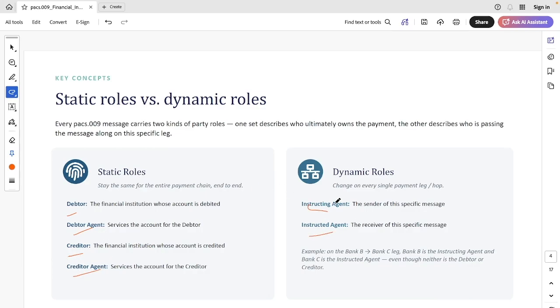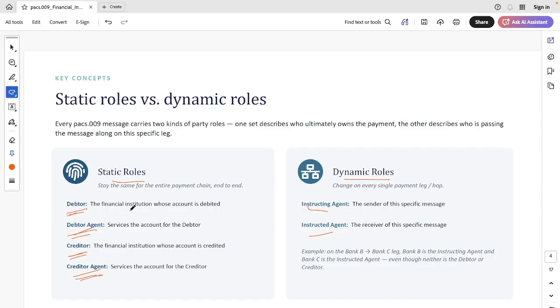In pacs.009, we have two categories of roles. The first category is the static roles, and the second category is the dynamic roles. Now let's understand the static roles first. Static roles stay the same throughout the payment chain. They represent the ultimate economic parties in the transfer. The main static roles, as you can see on the screen, are debtor, debtor agent, creditor, and creditor agent.